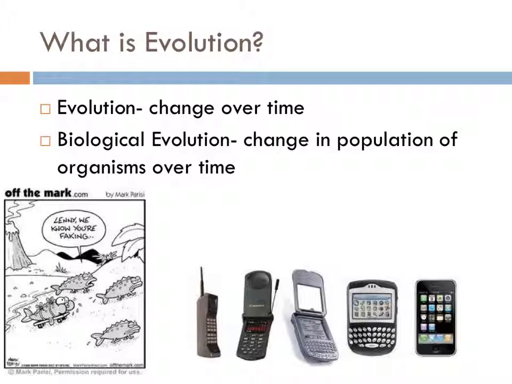And I'm going to underline this part because it's really important. It's the change in a population. Okay? Individual organisms don't evolve. Populations evolve, because it's a change in the genotypes, what the genes, the DNA of the population is, over time.